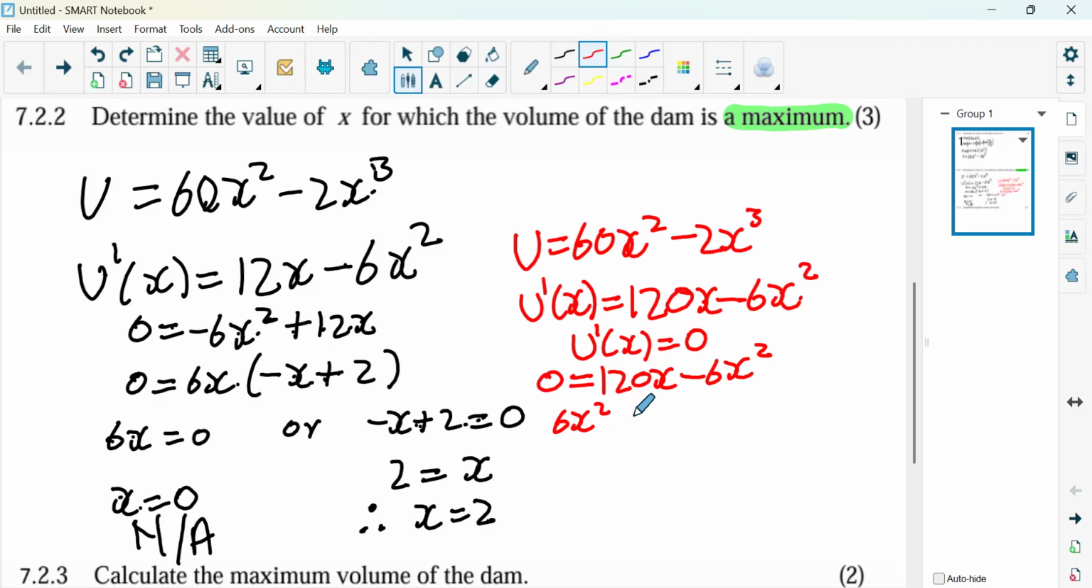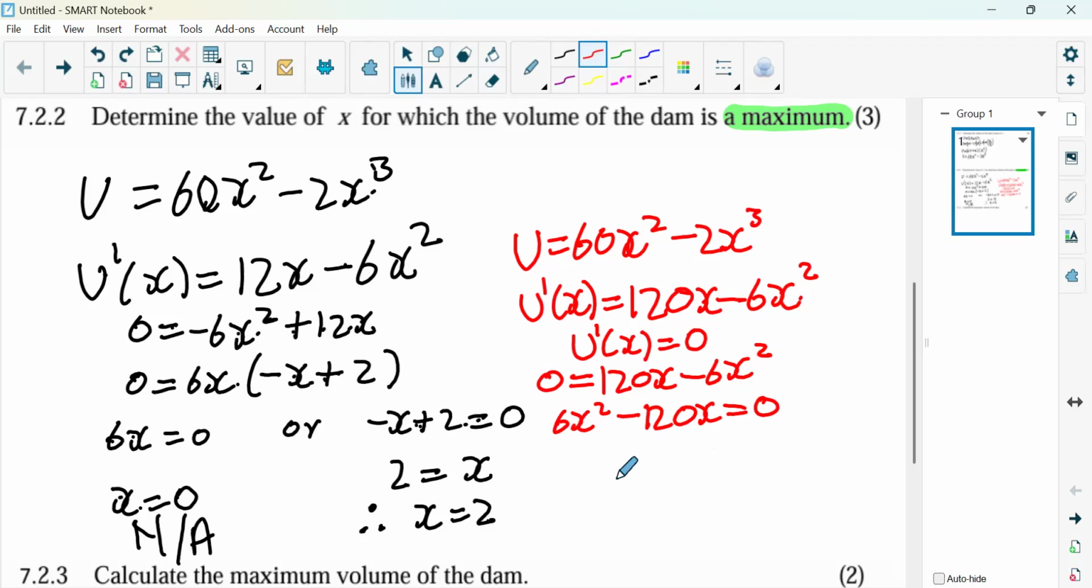Because it's a quadratic, guys, there's no way which we can divide by the one. Then we're going to have minus 120x, which is equivalent to 0.